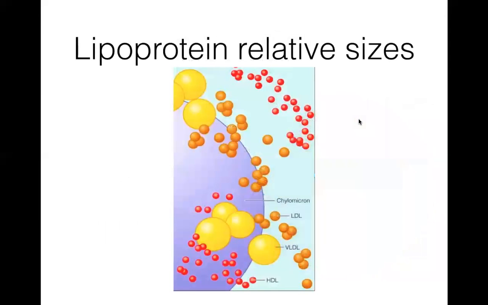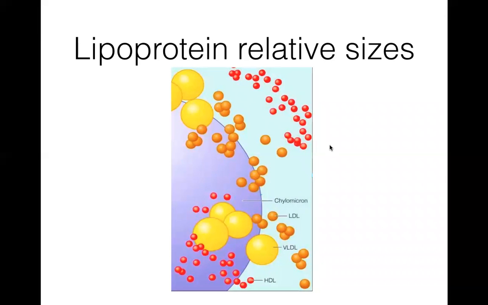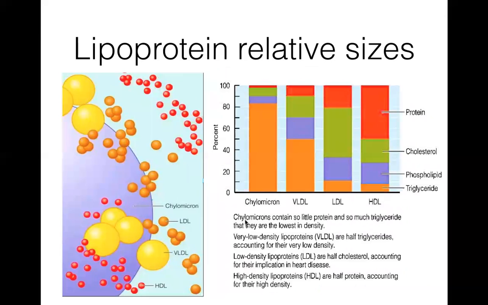Let's compare now the relative sizes of the different lipoproteins. So we all know that chylomicron is the largest, whereas HDL is the smallest. But there is a reason for that. If we compare now the relative composition of the different lipoproteins, chylomicron is the largest, but it is the least dense. This is because it is predominantly composed of triglycerides with relatively fewer proteins.